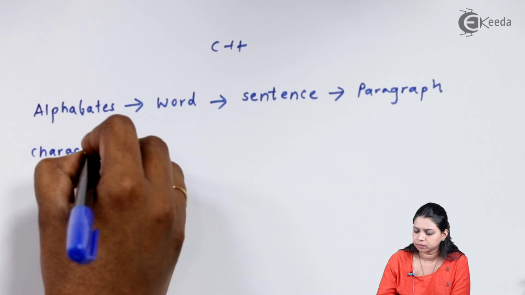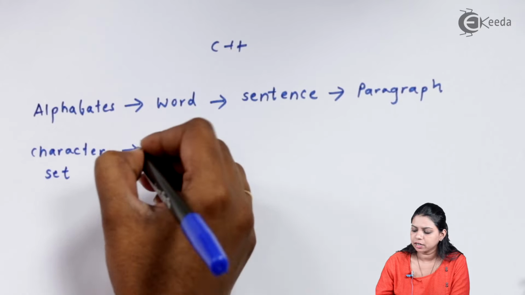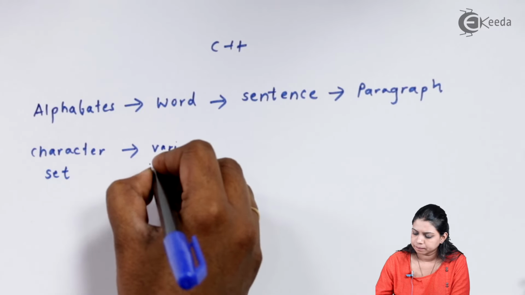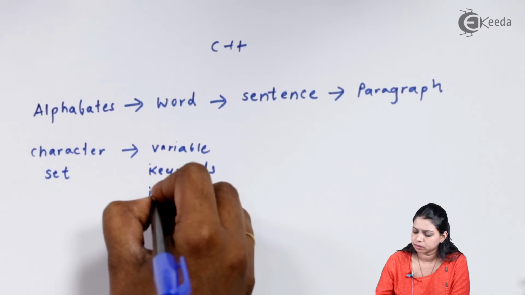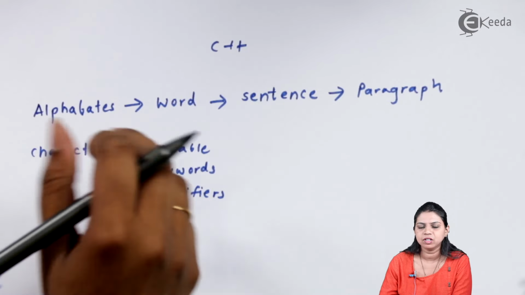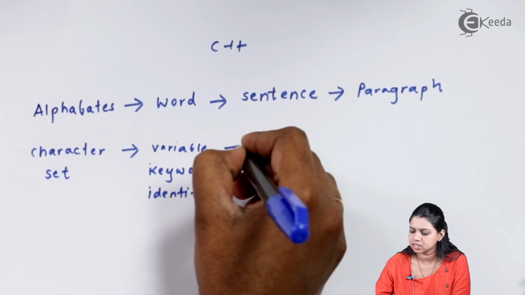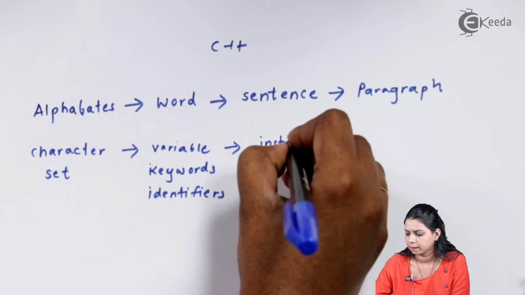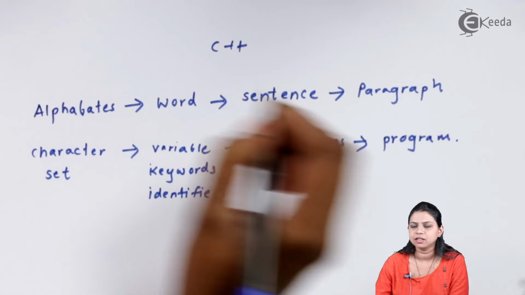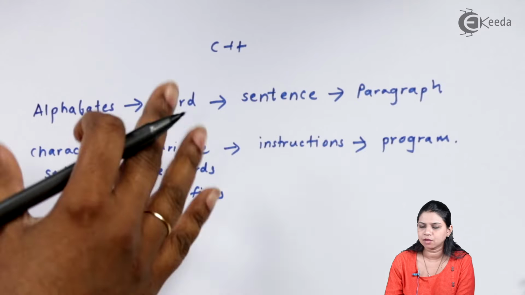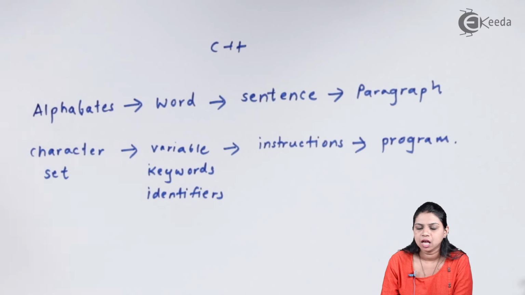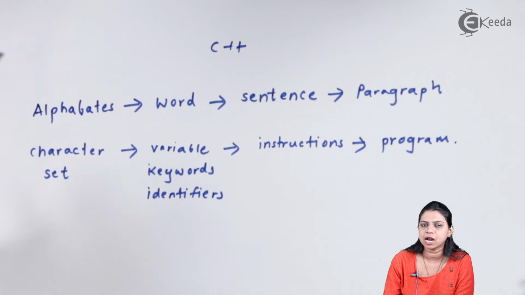In the same way, your alphabets are nothing but the character set of C++. So here I am writing alphabets as the character set. Once I know the character set, then I will start forming variables, keywords, identifiers, and all together I call them what? Tokens. So after the character set, I will learn how to form tokens. Once I know how to form these, then I will start writing instructions. And after instructions, I will start writing a program. So this is how the C++ flow goes. I have to start from the character set, then we'll see how to create a variable, what are the keywords, what are the identifiers. Once we know those, then we'll start writing a simple program.